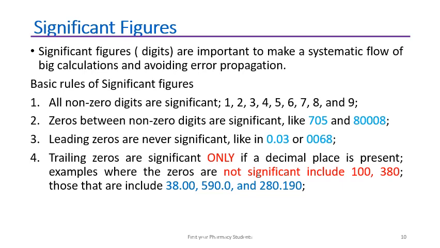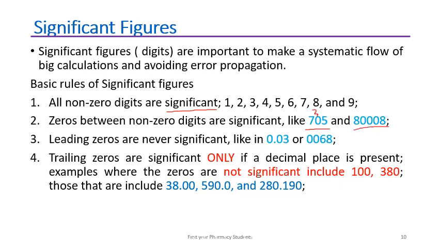Number 1, all non-zero digits are significant. Number 2, the zeros between non-zero digits are significant. For example, 705. We have a zero between two non-zero digits, so now the zero is significant. In this way we have 3 significant figures in this number.